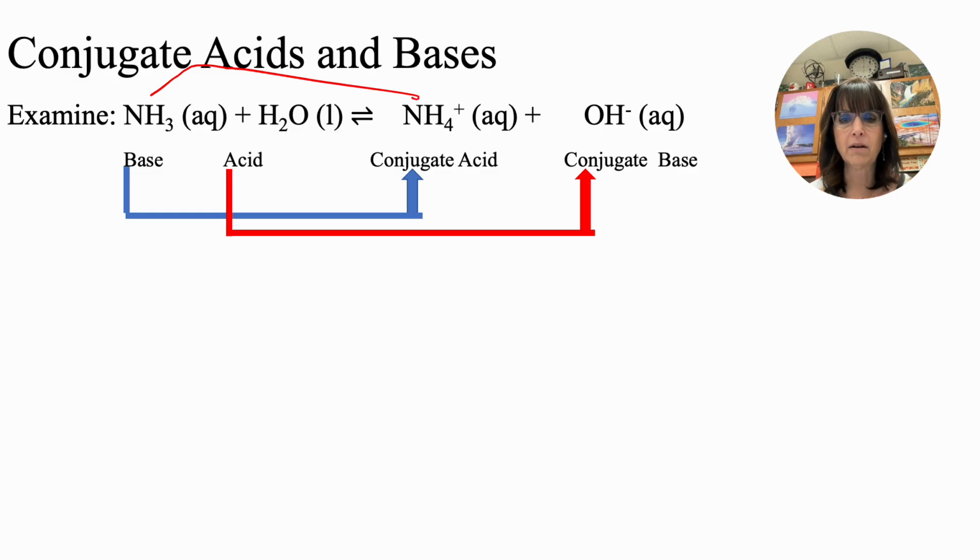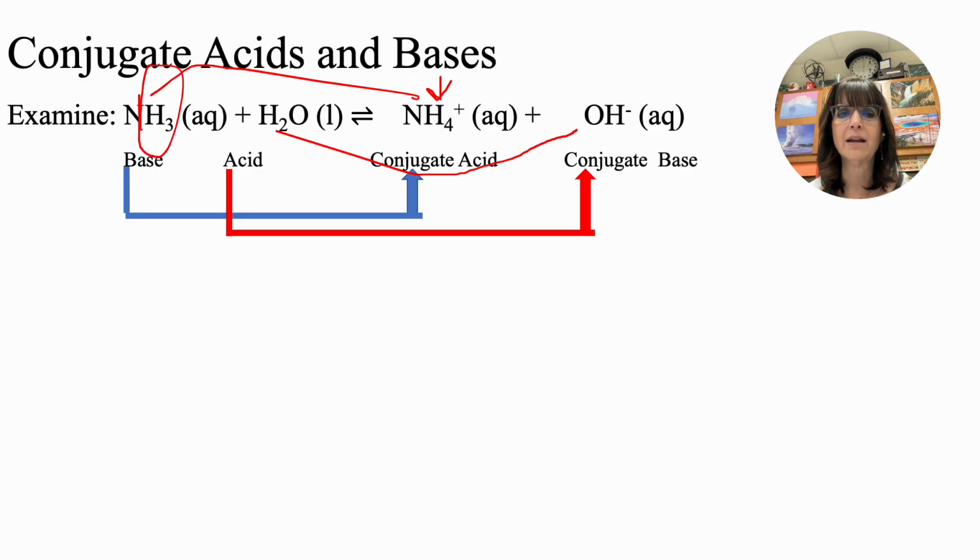NH3 takes on a hydrogen. Do you see that? Who takes on hydrogens? Bases. What happened to water? Water lost an H. Who loses the H's? Acids. So because ammonia was a base, it's now an acid.